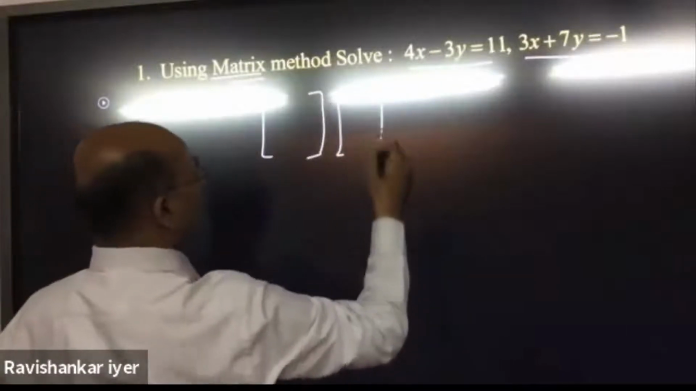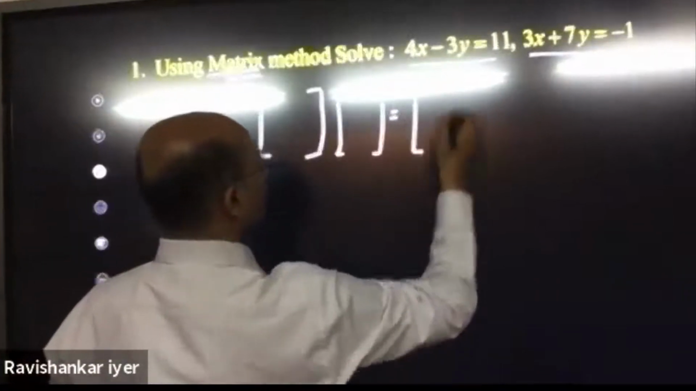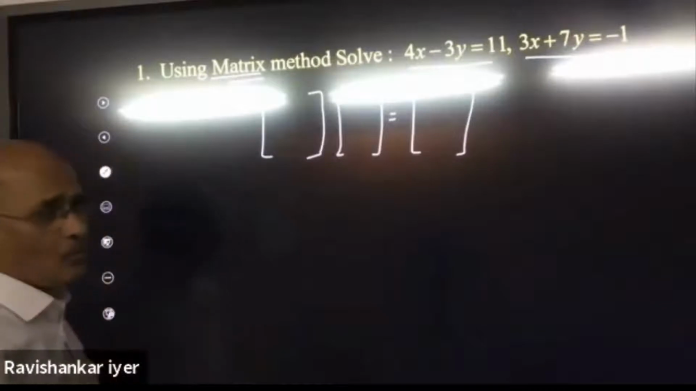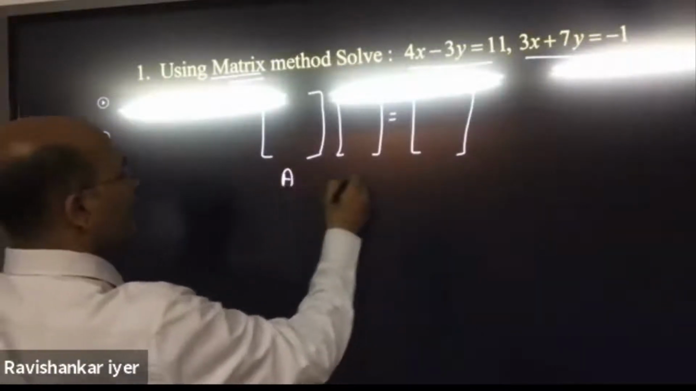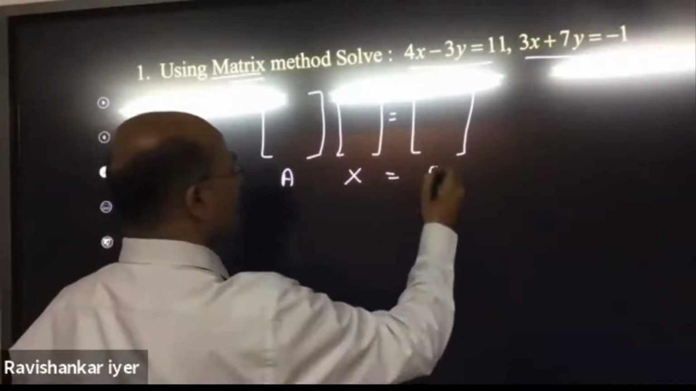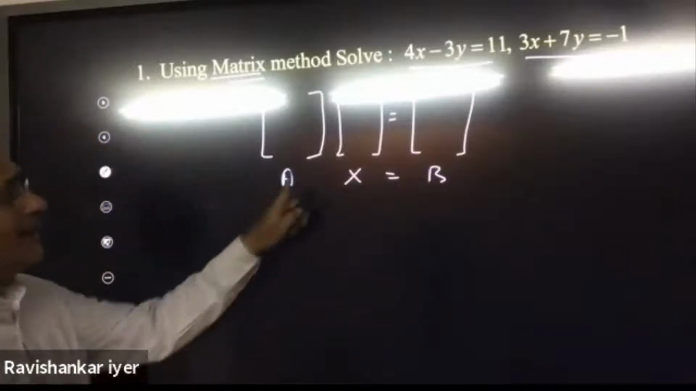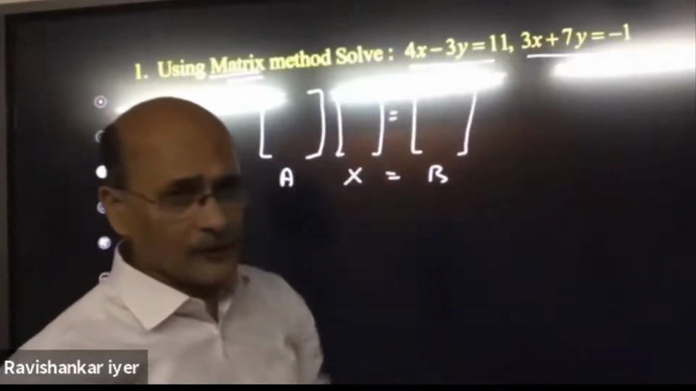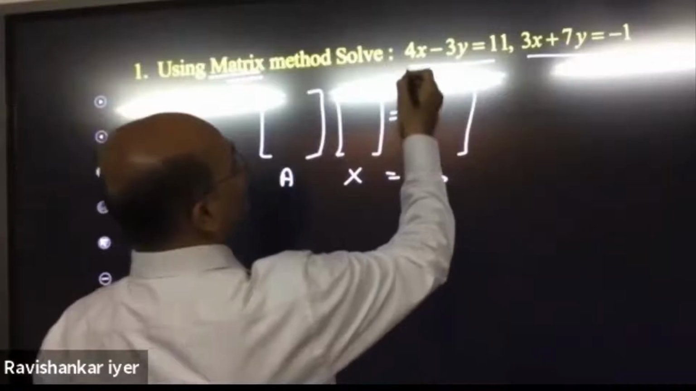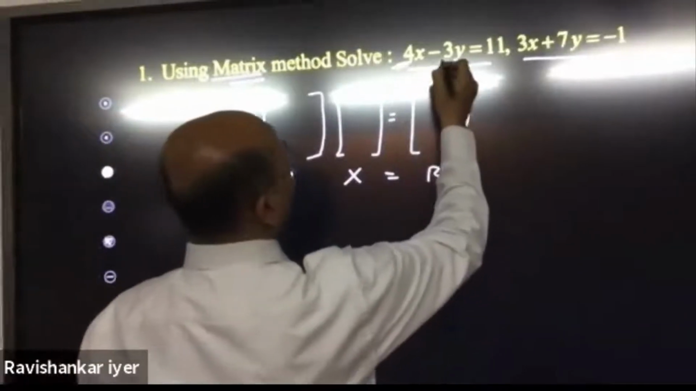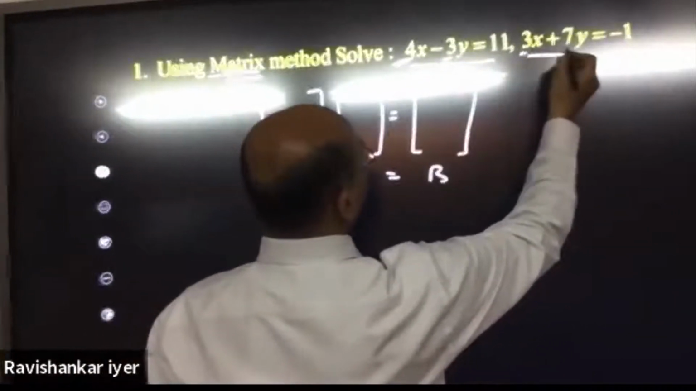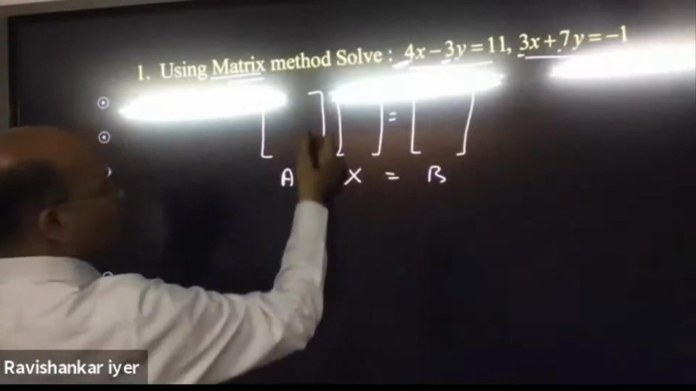Ax is equal to B format. Now, what is A? This is A, this is X, and this is B. A is nothing but the coefficient matrix. The coefficients are 4, minus 3, 3, and 7. So this is the coefficient matrix.